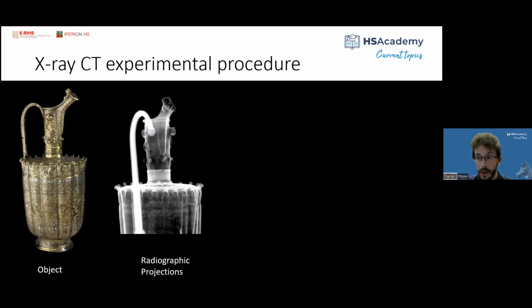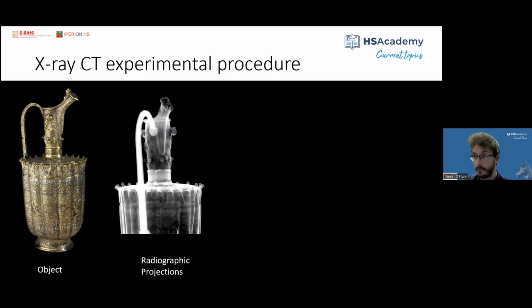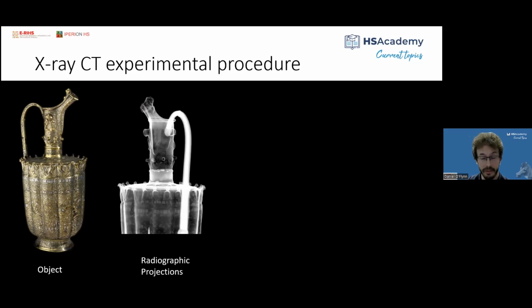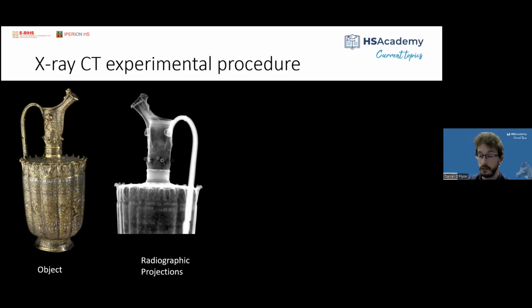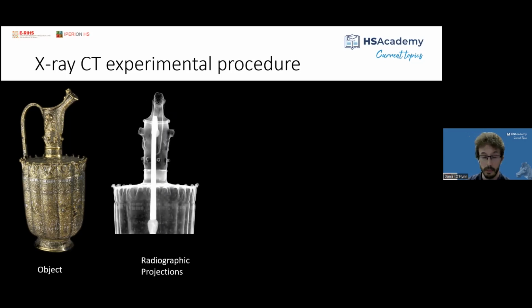When we take a single X-ray image of the vessel, it looks like the image there where it says radiographic projections. We don't just take one image, we take hundreds of images, sometimes thousands of images, and each image is rotated slightly. So we end up with a series of images, which I'm playing as a movie here. And we do that through a full 360-degree rotation of the object.